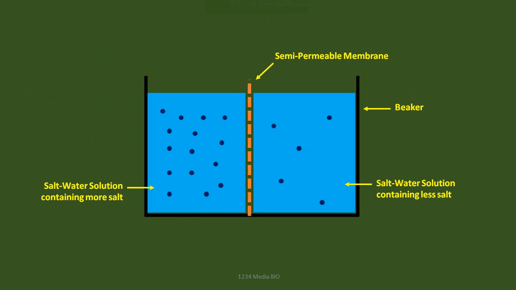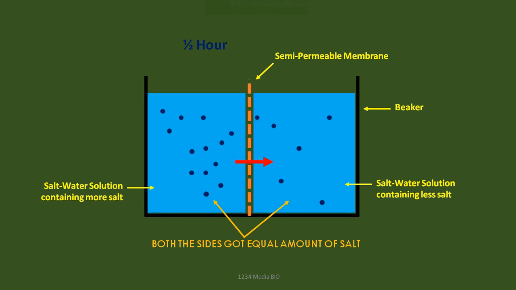Now leave this setup for about half an hour. You will see that the salt concentration on both sides of the semi-permeable membrane has become equal. This happened because some of the salt molecules from the higher concentration have moved to the lower concentration, and this process went on till the concentration of salt molecules was the same on both sides of the semi-permeable membrane. This whole process is known as osmosis.